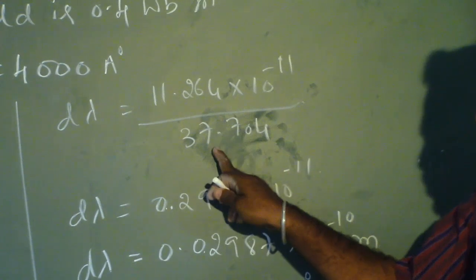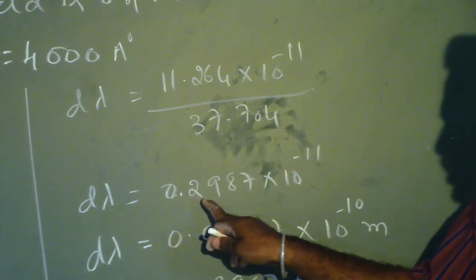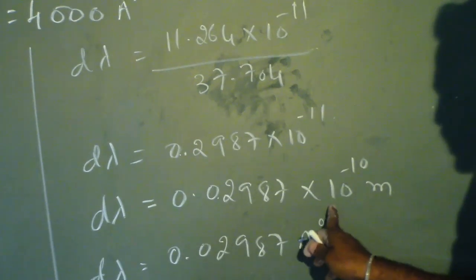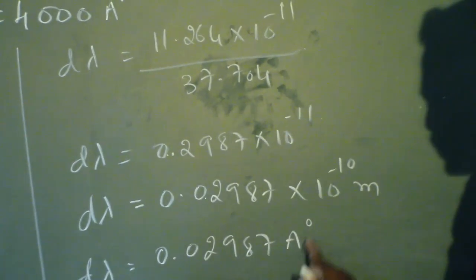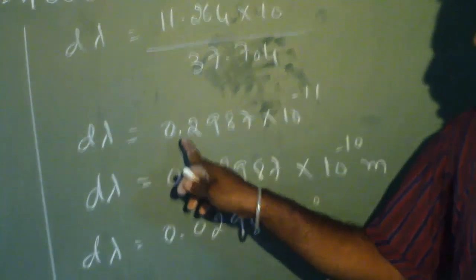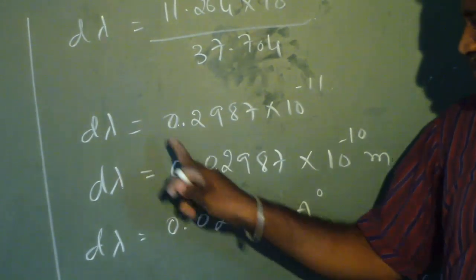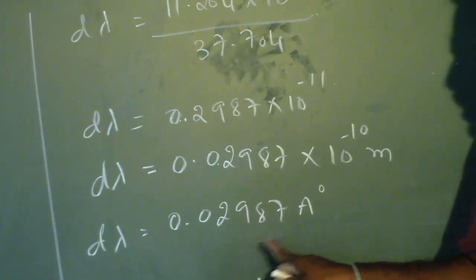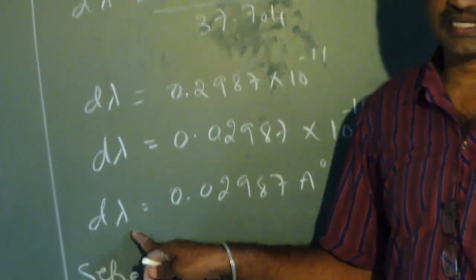If I divide these two values, the value will be 0.2987 into 10 to the power of minus 11. Since we need d lambda in terms of Angstrom, that is 10 to the power of minus 10 meter, I'll shift the decimal point to the left so that the answer will be 0.02987 Angstrom. So this is your d lambda as discussed earlier.